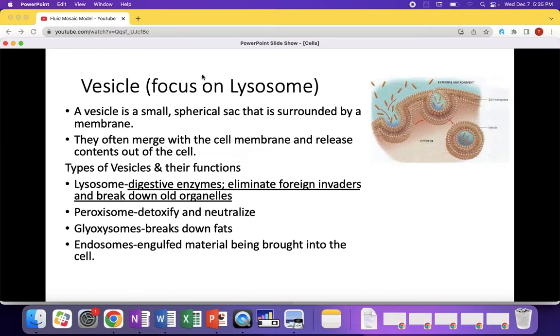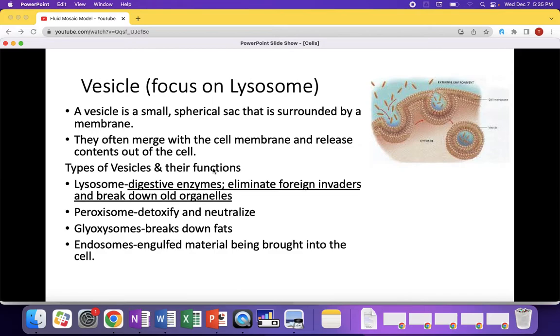Vesicle. I want you to focus on the lysosome for this because that's the main one that we talk about. A vesicle is a small spherical sac that is surrounded by a membrane. So you'll see that this right here would be the outer membrane of your vesicle. They often merge with the cell membrane and release contents out of the cell. So like this right here is a vesicle. Here's where it's merging with the cell membrane. Here's another one that's already released stuff from outside of the cell membrane.